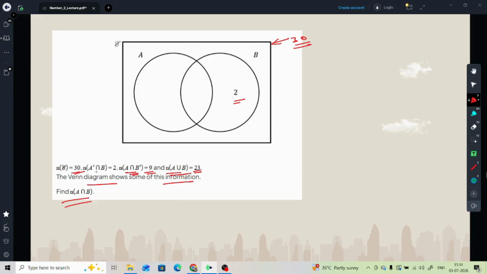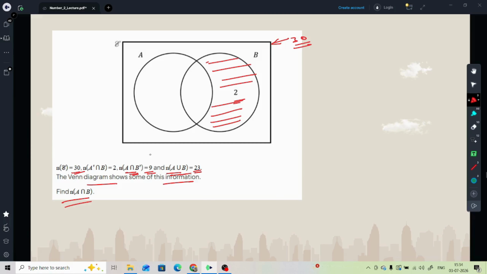The second one, number of elements in A intercept B complement. Sorry, A complement intercept B. That's the part. So A complement, so leaving A, and B intercept. So that means this particular part. They have given you that as 2.